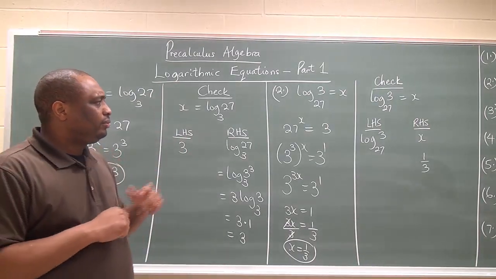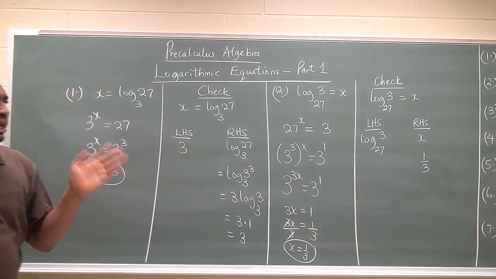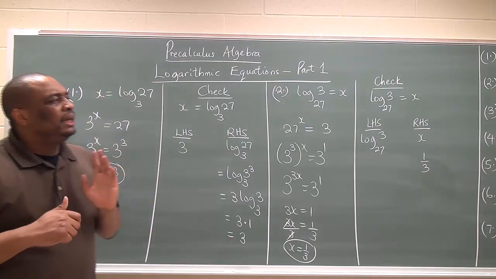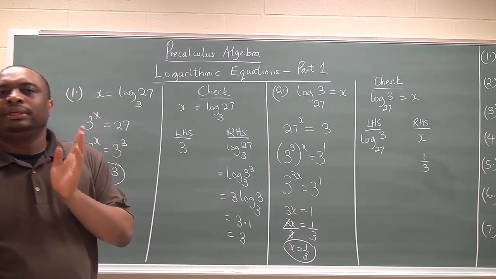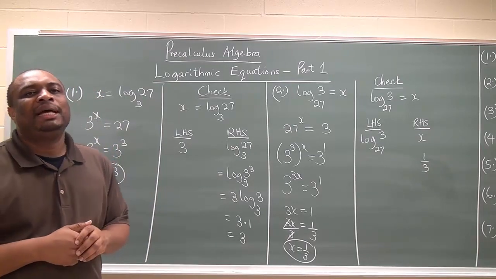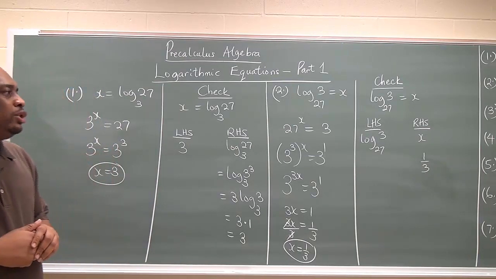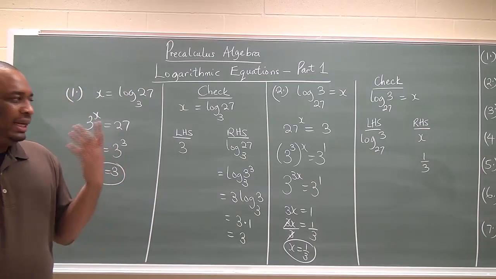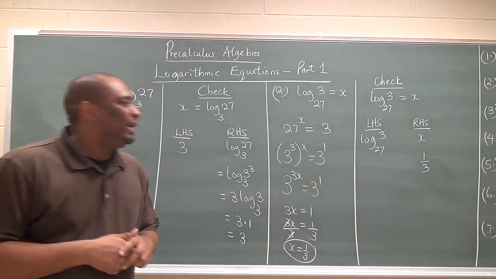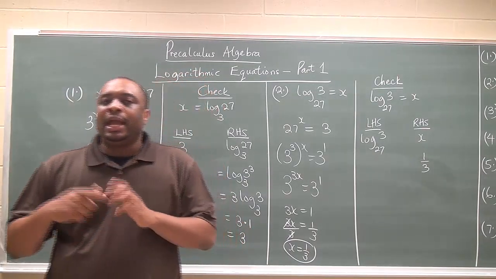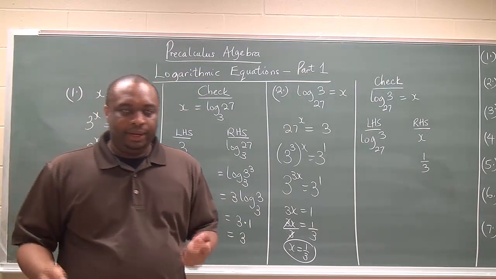So if we want to use the laws of logarithms to do this, then we have to use the law of logarithms that deals with change of base. 27 is a large base compared with the number 3. So what we can do is let's change everybody to base 3.